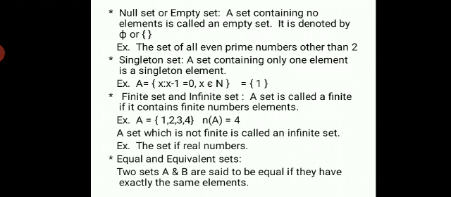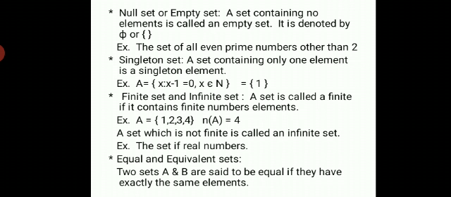Next type, that is a null set or empty set. A set containing no elements is called an empty set. If there are no elements in a set, then such sets are called null set or simply empty set, and it is denoted by the symbol phi. Write down 0, then put a cross mark, a vertical line on that. This is the symbol, or simply two flower brackets.